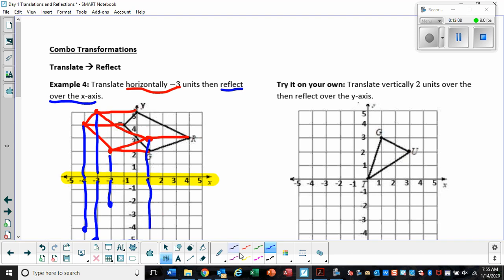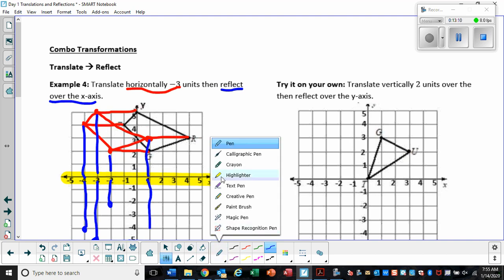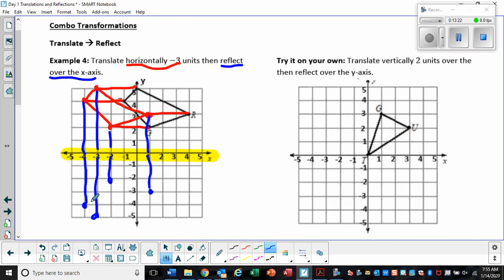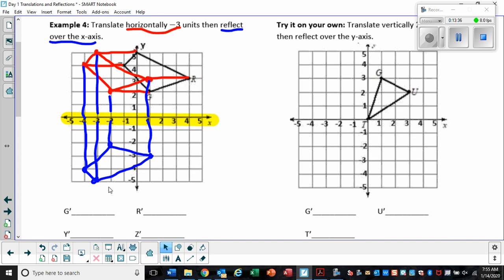Ooh, too many. Too many. Where's my eraser? Erase, erase. Oh, there it is. Too many. There we go. And I go ahead and plot. So here's my new point. So now this image right here is my reflection. Okay? The blue is my reflection. Alright? That is my final thing.